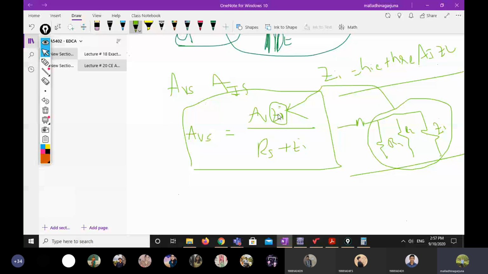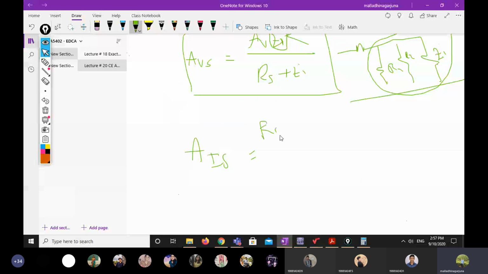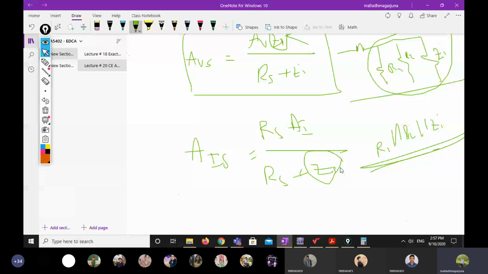Is it clear? So similarly, AIS is equal to what? RS into AI divided by RS plus ZI. In the place of this ZI, you have to substitute the parallel combination of R1 parallel to R2 parallel to ZI. But if you calculate AVS by taking R1 R2 or without taking R1 R2, there will not be much difference.